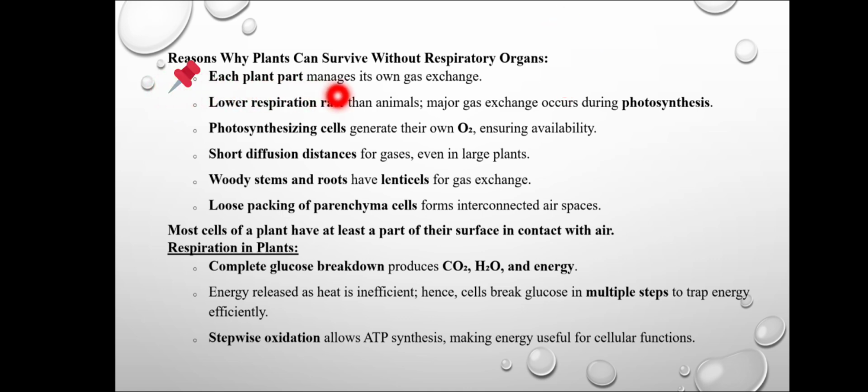Because each part of the plant manages its own gaseous exchange. Leaf will do its own exchange, root will do its own exchange, stem will do its own exchange. Then the rate of respiration of plants is very low as compared to animals, and moreover plants also do photosynthesis, which releases oxygen, and most of the oxygen demand of respiration is fulfilled by photosynthesis. The gases exchanged in plants have a very short diffusing distance. Anyway, diffusion of gas has a very short distance in plants.